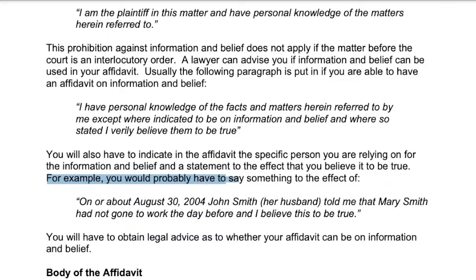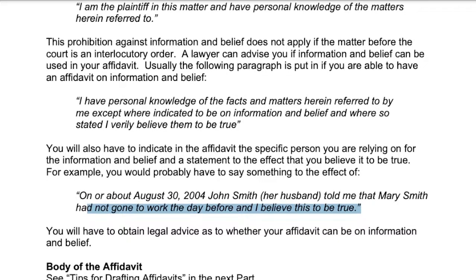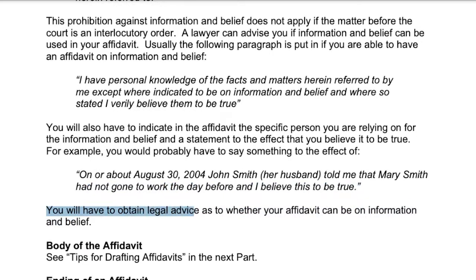For example, you would probably have to say something to the effect of, on or about August 30th, 2004, John Smith, her husband, told me that Mary Smith had not gone to work that day before, and I believe this to be true. That sounds kind of fishy.